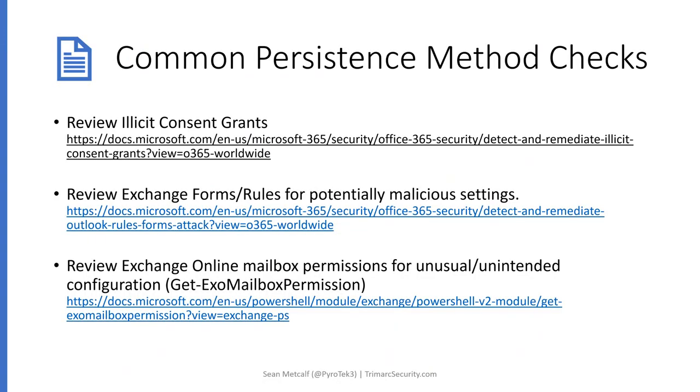And then the other thing you really want to work on is looking for common persistence methods. We call this common persistence methods checks. So illicit consent grants for applications, Exchange forms or rules that could be potentially malicious to enable an attacker to persist in the environment. Exchange permissions, which we look at as part of our Microsoft Cloud Security Assessment, is a very popular way to persist. Basically, they compromise an Exchange admin account. They set permissions on a bunch of interesting Exchange mailboxes so they can persist as anybody. So all they need is to compromise a regular user in the environment, and they can still pull email for that mailbox.